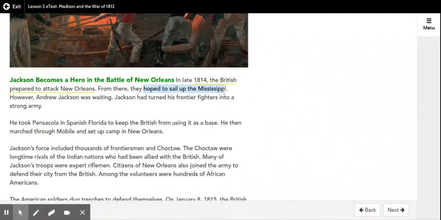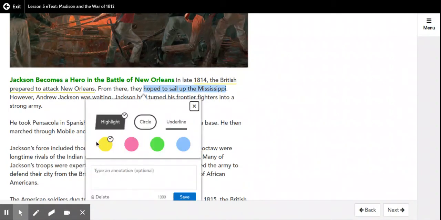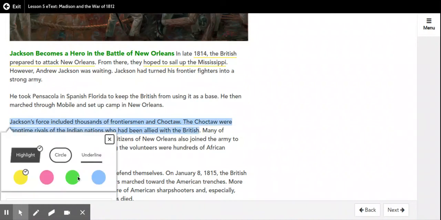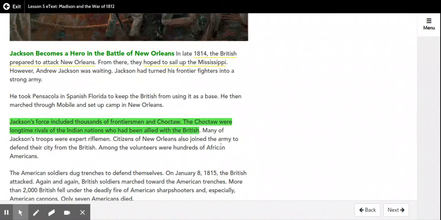Jackson had turned his frontier fighters into a strong army. He took Pensacola in Spanish Florida to keep the British from using it as a base. He then marched through Mobile and set up camp in New Orleans. Jackson's force included thousands of frontiersmen and Choctaw. The Choctaw were longtime rivals of the Indian nations who had been allied with the British.